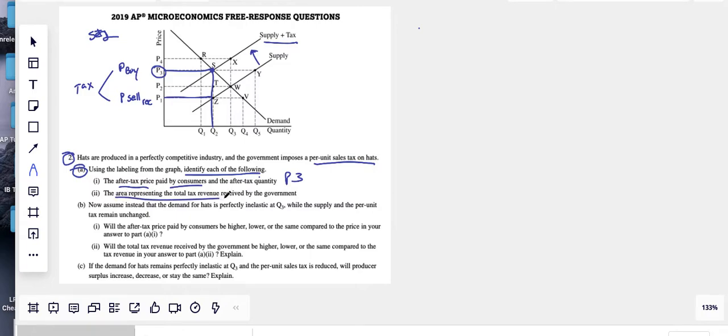The area that represents the revenue received by the government is what we call the tax wedge. So it should be recognized as all of that, all of this shaded in area would be considered the tax wedge. And that should make sense, right? If the vertical distance here is the amount of tax, we could say P3 minus P1 is the tax. We just have to multiply that by the quantity of Q2, and that would give us the tax revenue that the government would put in their pocket. And that should make sense.